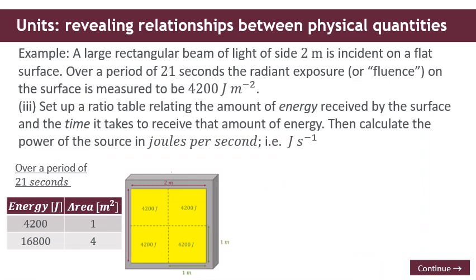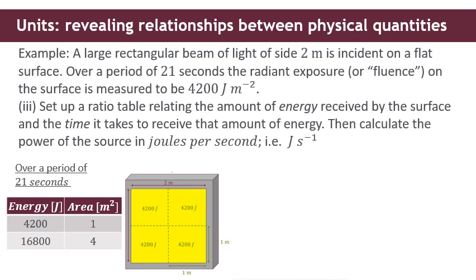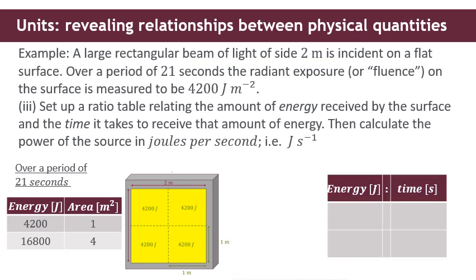And the final step of this question, to calculate the power, there are some hints you can use. When you're ready to check your answer, click the continue button. Right, so we're setting up a ratio table of energy to time, remembering that in this particular context, this ratio table applies for that area of the rectangular beam, which is 4 square meters. So for those 4 square meters, we know that 16,800 joules are delivered over a time period of 21 seconds.